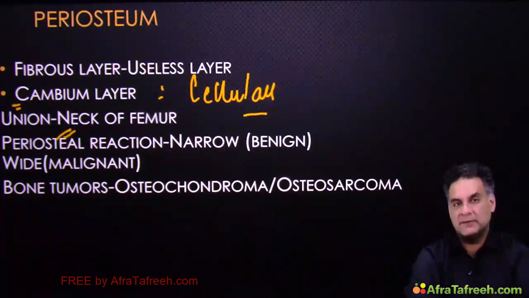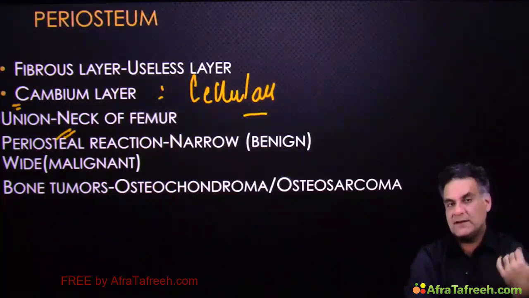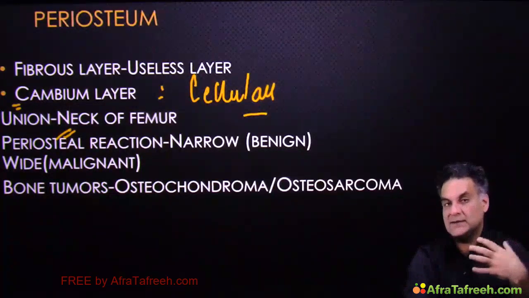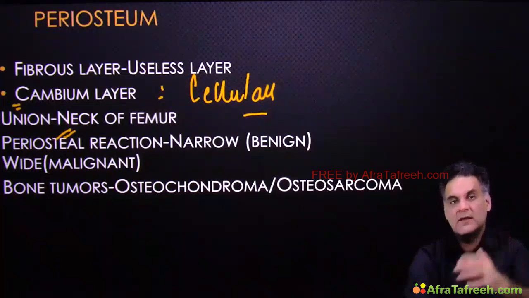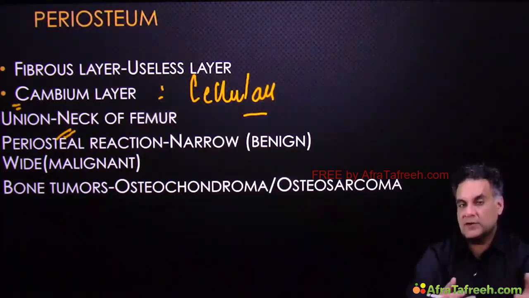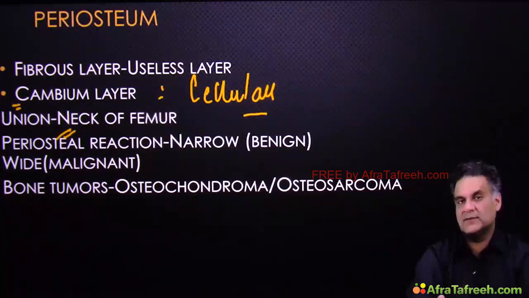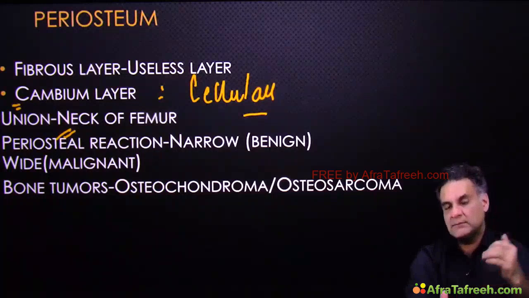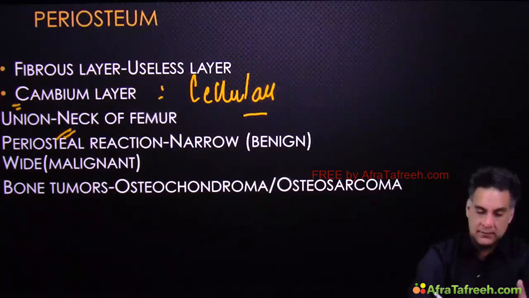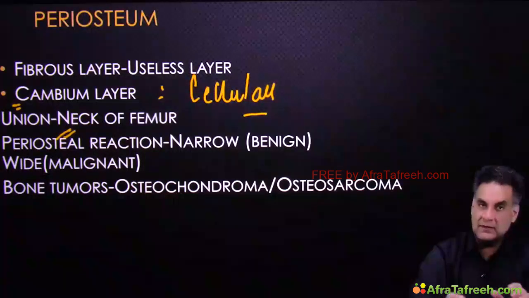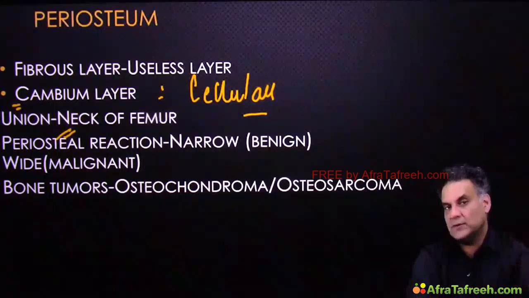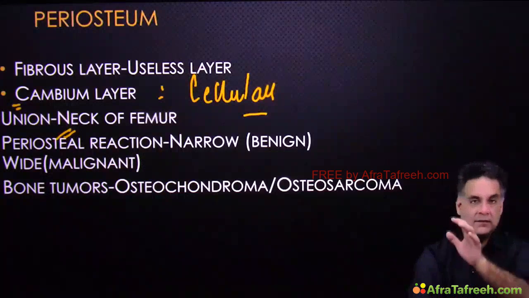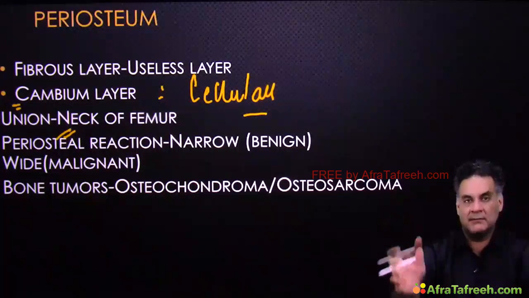Example, neck of femur. Second, if there is any infection or malignancy irritating the bone, the cambium layer will throw a response called periosteal reaction. What is it? An announcement that look, the bone is getting destroyed. More the damage, more the periosteal reaction. Less damage, less periosteal reaction. Narrow zone, benign disease. Wide zone, more periosteal reaction, malignant disease.